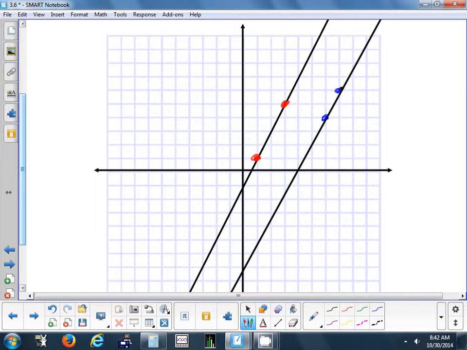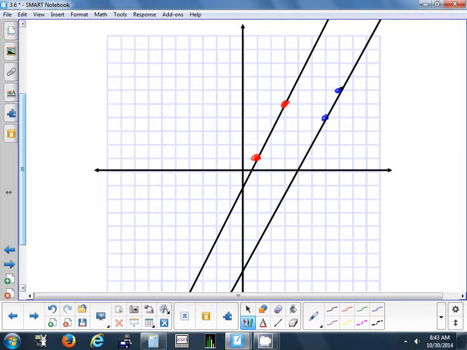What's the rise between the red points? How far up do you have to go to get from one to the other? Between the 2 red points? Yeah. So before 4 over 2? Yep, you go up 4 and right 2.